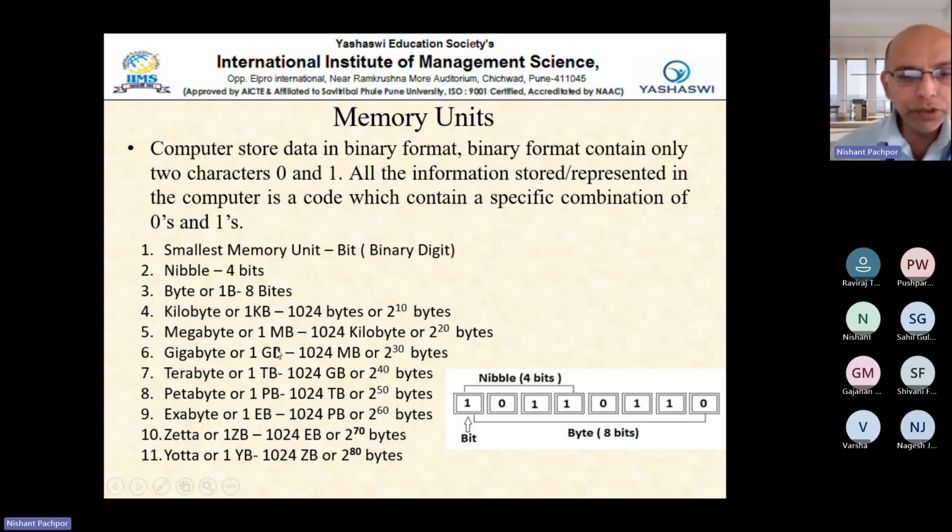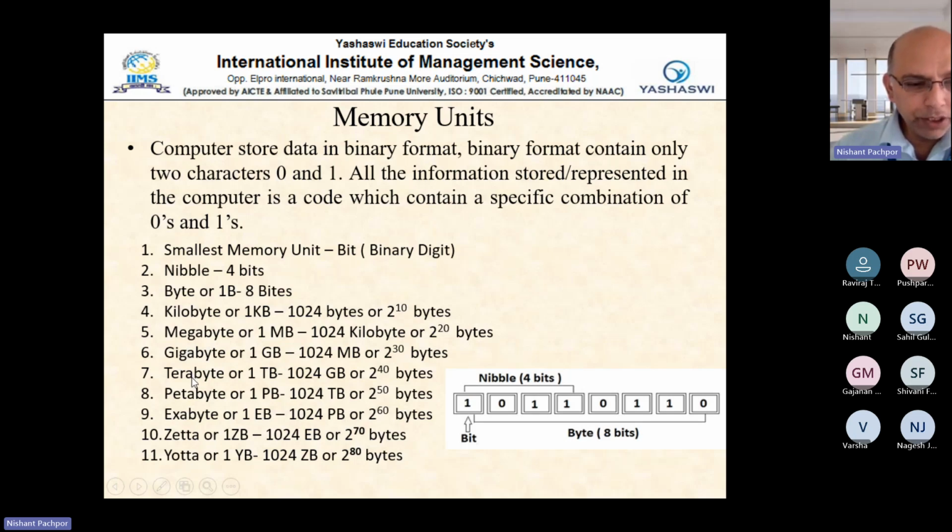Then megabyte: 1024 kilobytes, जर 1024 असतील तर then it converts into 1 megabyte. It is also called megabyte. It is 2 raised to power 20 bytes. Gigabyte: 1024 MB means 1 gigabyte.